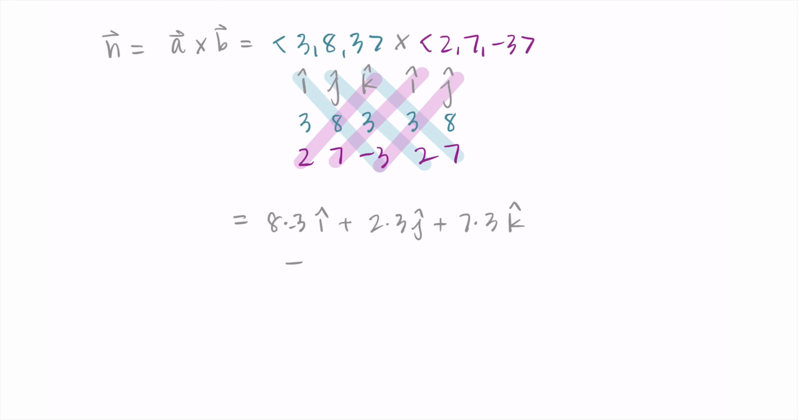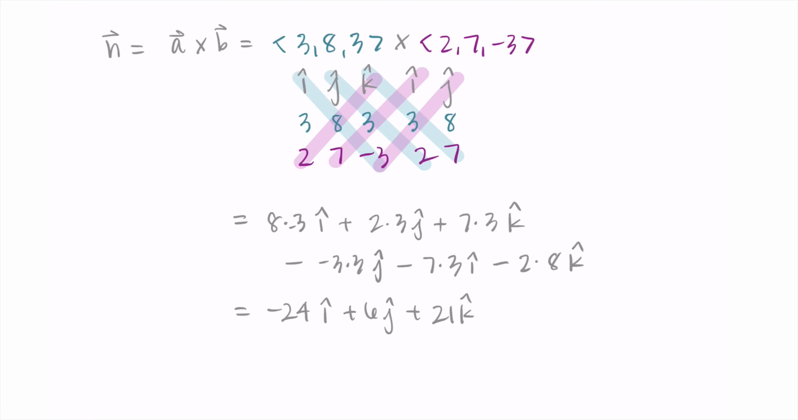So I subtract. We're going to do negative 3 times 3j minus 7 times 3i minus 2 times 8k. And now we just need to simplify this. So I have negative 24i, 6j, 21k. Then I do minus a negative 9, so it's a plus 9j, minus 21i, minus 16k.